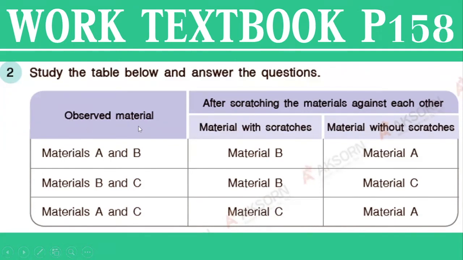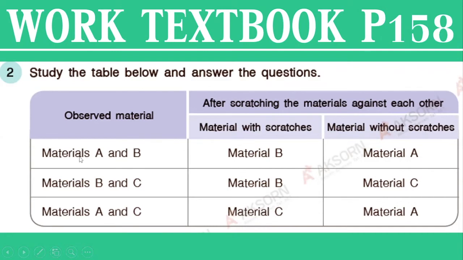Observe material. We have material A, B, and C. We have three different materials. After rubbing the materials against each other, we will take material A and scratch A by B, then scratch B by C, and scratch A by C. And we will discover which material has scratches and which has no scratches.